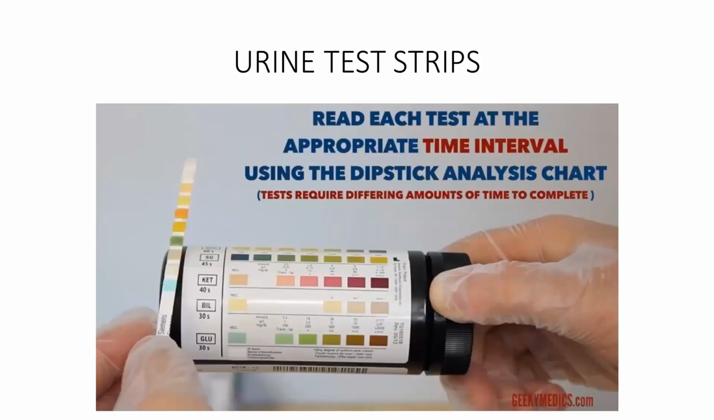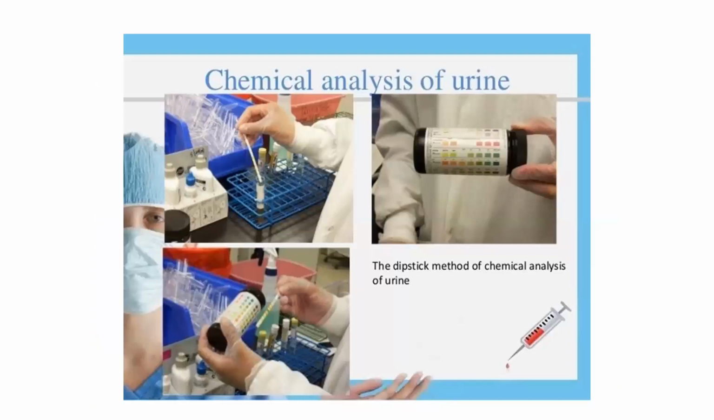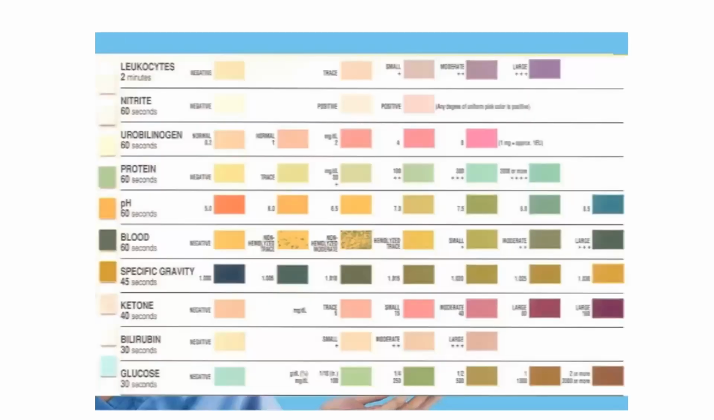Now, this is a dipstick. You dip this stick into the urine and then match the colors of different elements of the urine with the chart provided in the dipstick jar. Again, how a dipstick is performed: very easy. You just have to dip the dipstick into the urine and match it with the chart provided in the dipstick jar. This is a chart showing leukocytes, nitrites, urobilinogen, protein, and different colors of the protein. As the protein increases, the color changes. Then sugar, blood, etc.